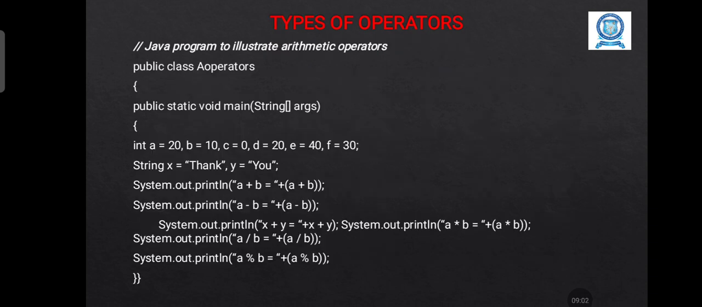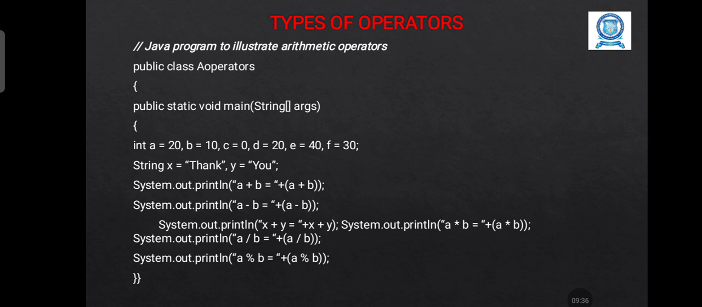This example program shows how we can apply operators in our Java program. First of all, we have to declare the data with the data types, and then we apply the operators. For example, System.out.println a plus b is equal to, after closing the double quotes, we are directly applying the operation plus a plus b. Here a plus b is an expression which will be evaluated and the result will be printed in the place. So the value of a and b gets added, and the result is directly printed by System.out.println.